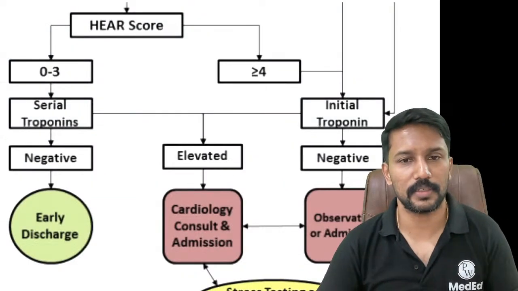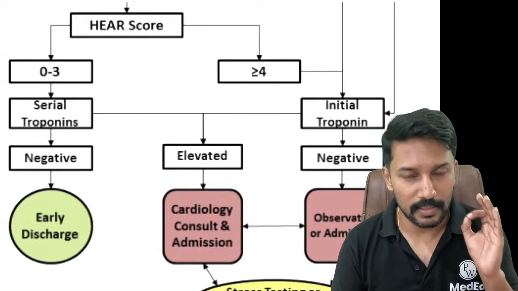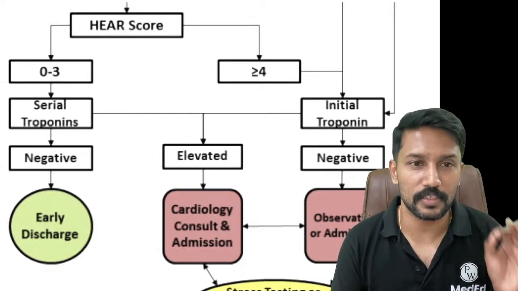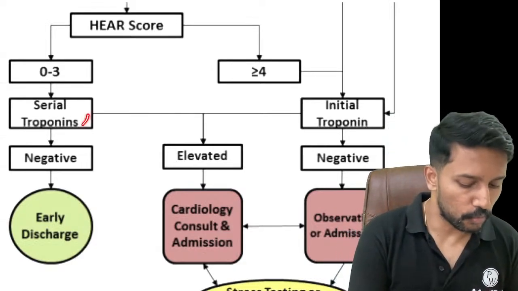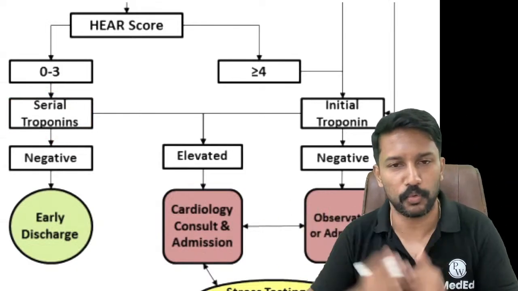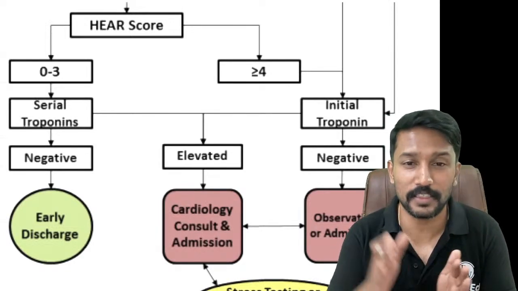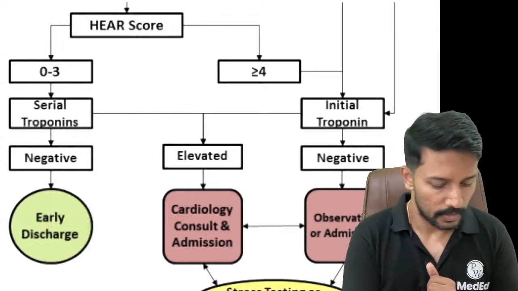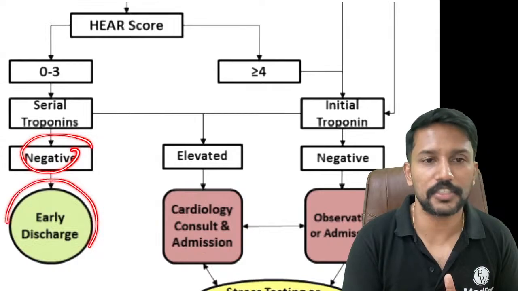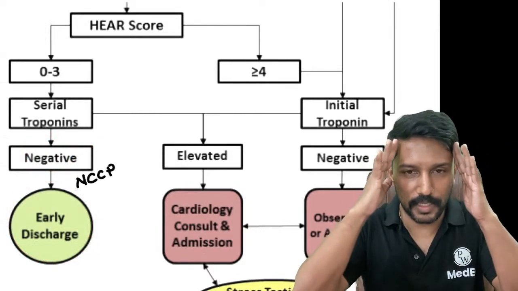But what the American Heart Association recommends, even if you have a patient who presented with acute chest pain, whose ECG is normal, who has no past history of coronary artery disease, and whose HEART score is 0 to 3, is that we have to do serial troponins. When I say serial, that means not a single troponin level. You have to do multiple troponins, at an interval of 30 minutes to 1 hour, at least 2 to 3 troponins. If serial troponins also come negative, then you can discharge the patient saying that this is non-cardiac chest pain.